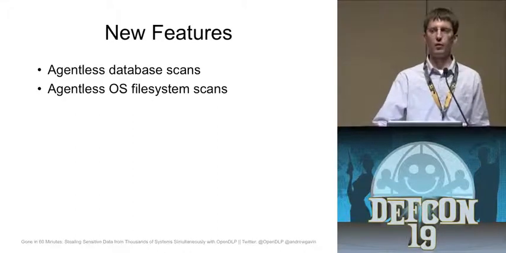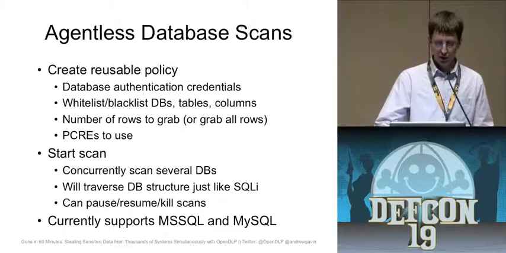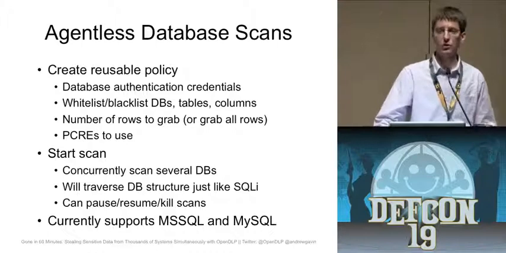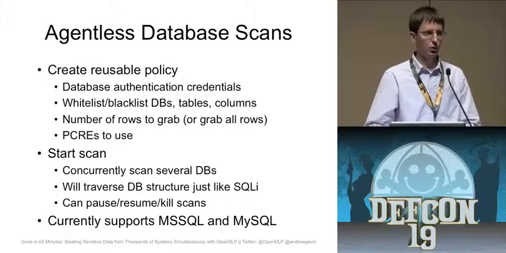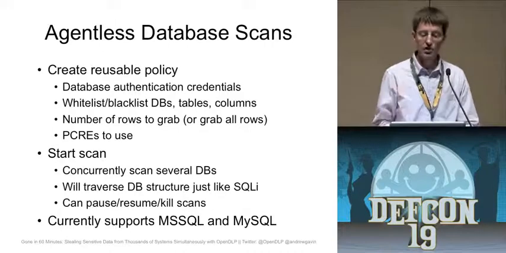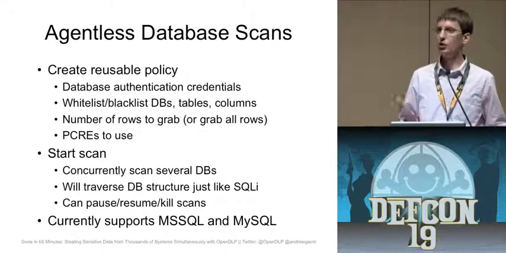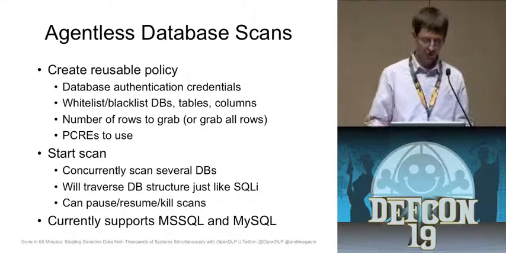So I've got support for Microsoft SQL Server and MySQL, and then most recently, right before this conference, I added agentless support for Windows and Unix. For the database scans, it's very similar to creating a policy for an agent scan. The only difference is that instead of whitelisting and blacklisting files and directories, you can whitelist and blacklist tables, databases, and columns. That's pretty much the only difference.